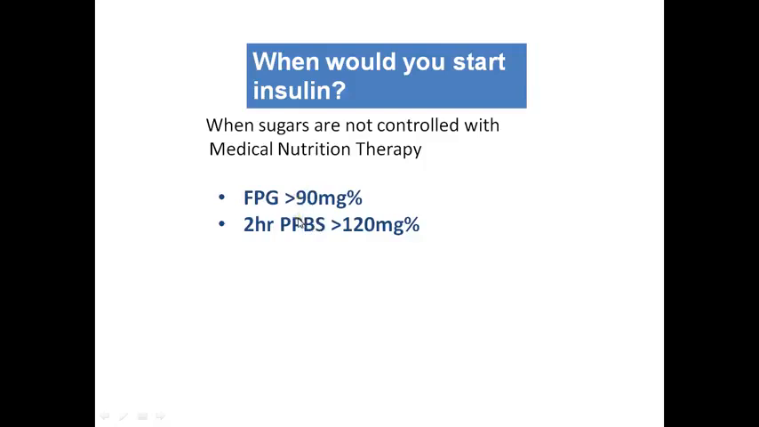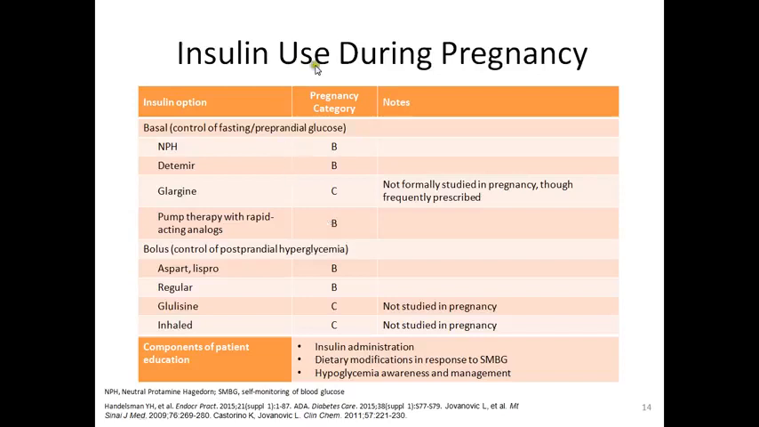This is the target for sugar levels in gestational diabetes. Targets are very tight in case of gestation. Sugar has to be controlled very tightly in these patients. So insulin which can be used during pregnancy is NPH, Detemir and pump therapy. So the long actings, NPH, Detemir and pump therapy are there with rapid analogs. Bolus can be given, that's for the basal. For the bolus, you can give aspart, lispro and regular.